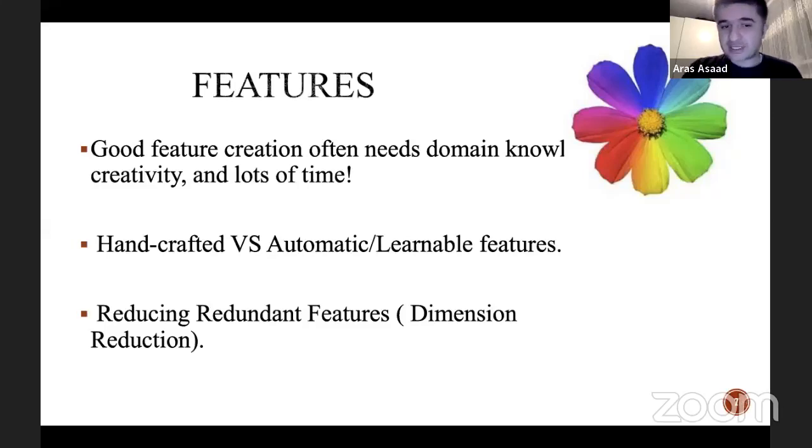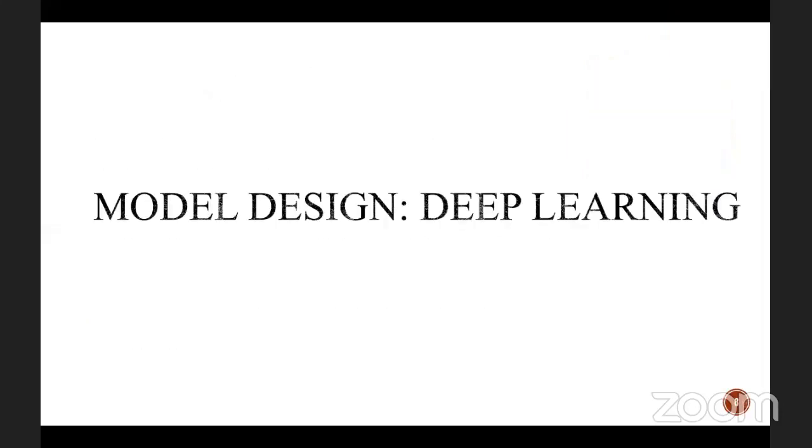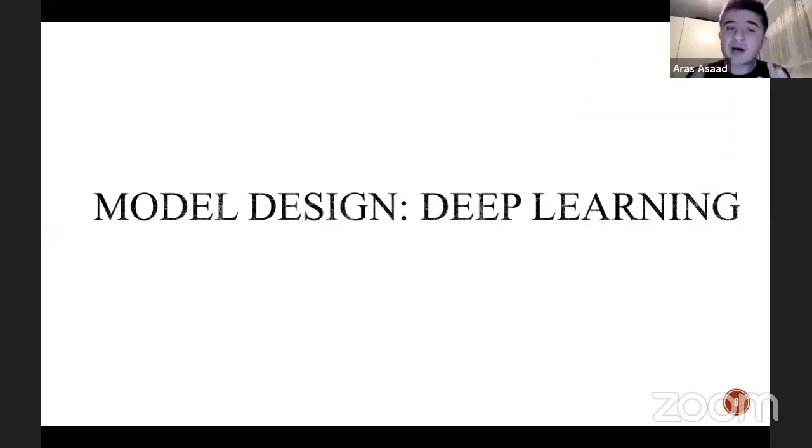Then you may think that sometimes you are extracting a lot of features, and maybe some of them are not important. And this is what we call redundant features. So you may think of reducing that. And this is known as dimensionality reduction, which is a whole area of research on how to best reduce the dimensionality. Now, after having all of this in mind, the step of designing the machine learning or AI model comes next, right?